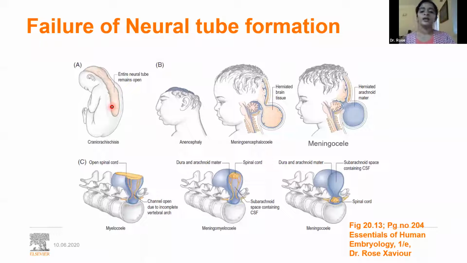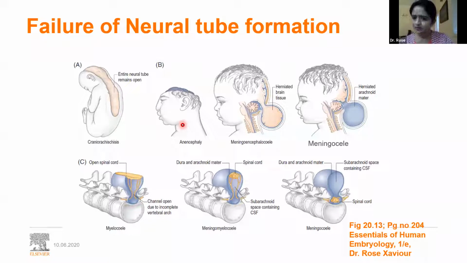Now, these three figures are anomalies related to failure of closure of the anterior neuropore, the cranial neuropore. If the cranial neuropore is not closing properly, you will get all these three conditions. The first one is anencephaly, where the brain is not at all formed. In the second one, you get meningoencephalocele. Encephalon means brain, so meningoencephalocele means you have the meninges along with the brain protruding through a defect. The third condition is known as meningocele. Meningocele means just the meninges with the fluid is herniating. The brain, the encephalon, is not herniating.